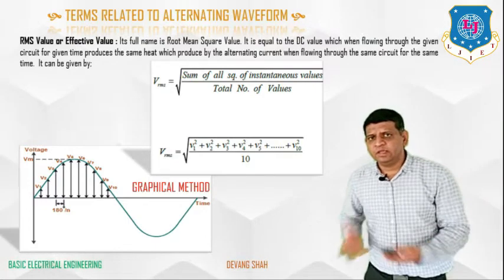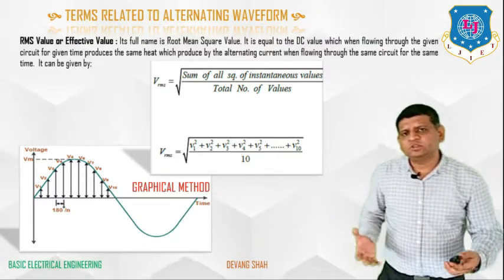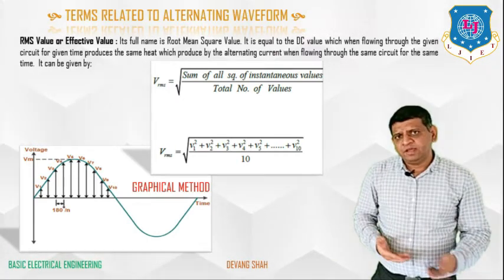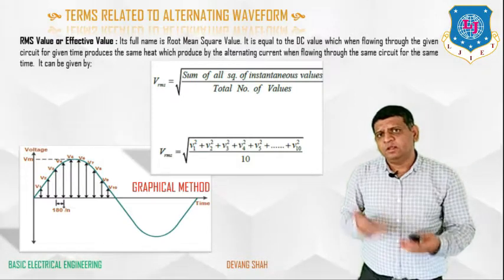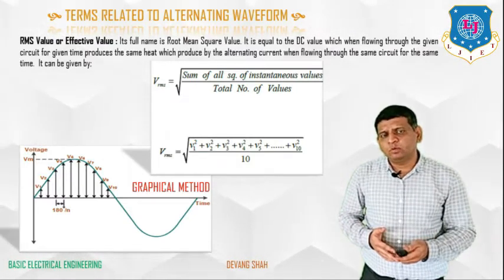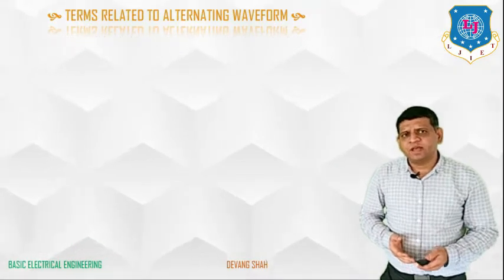Same thing, we are taking half of the portion, that is a half cycle, where we take all the voltage levels like V1 to V10 and square each of them. So we take the addition of the squares, put it under the root, and divide by the total number of samples, which we define as 10. This way we can find the RMS value.